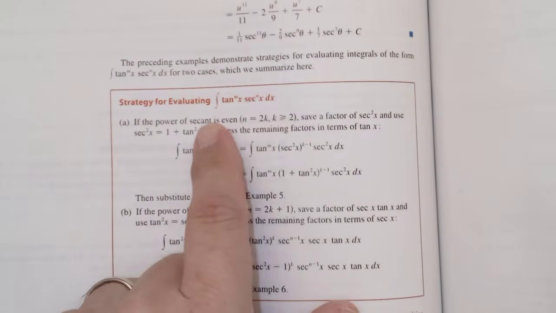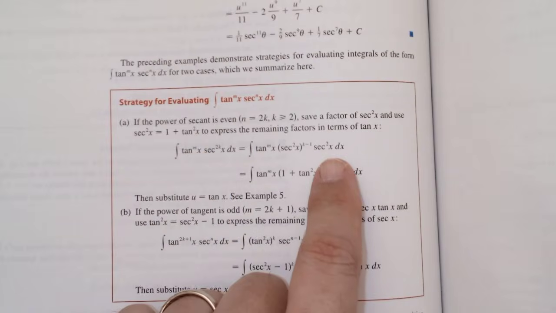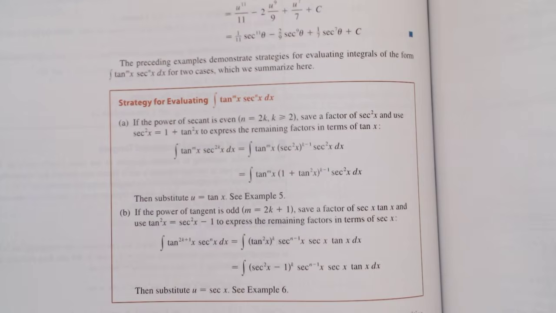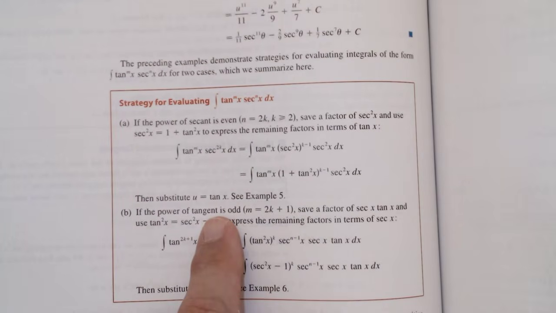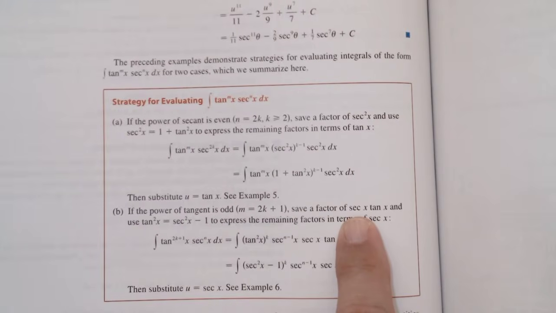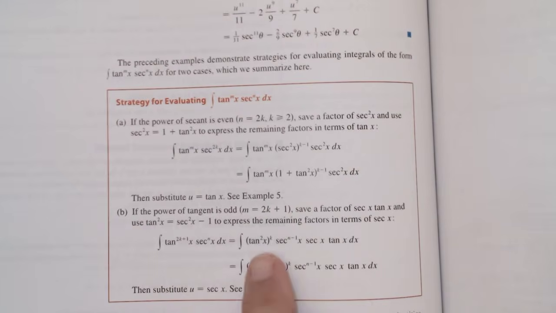If I have 2 secants, I can strip 1 pair off, turn everything into tangents, and make my life easy. If I've got an odd tangent with a secant, I can make a secant and tangent, and then my u is going to be everything in secants.